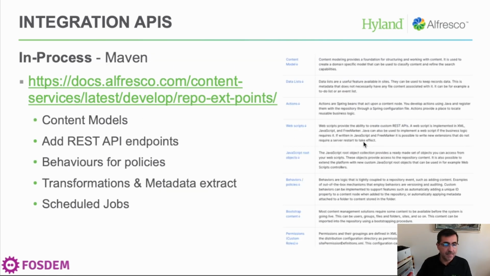So you are able to interact with all the different entities of the repository by using events or using the REST API. If we move to the in-process, to the Maven SDK that is relying on Java, you can just create a new content model. You can add some new REST API endpoints. You can also create some behaviors for some policies in the repository. So you can just create new behaviors for that and add new code to the standard Alfresco lifecycle for the nodes. You can create some transformations and extract some metadata, and even you can create some scheduled jobs. So you have a wide variety of operations that you can extend on the Alfresco repository by using this kind of integration.